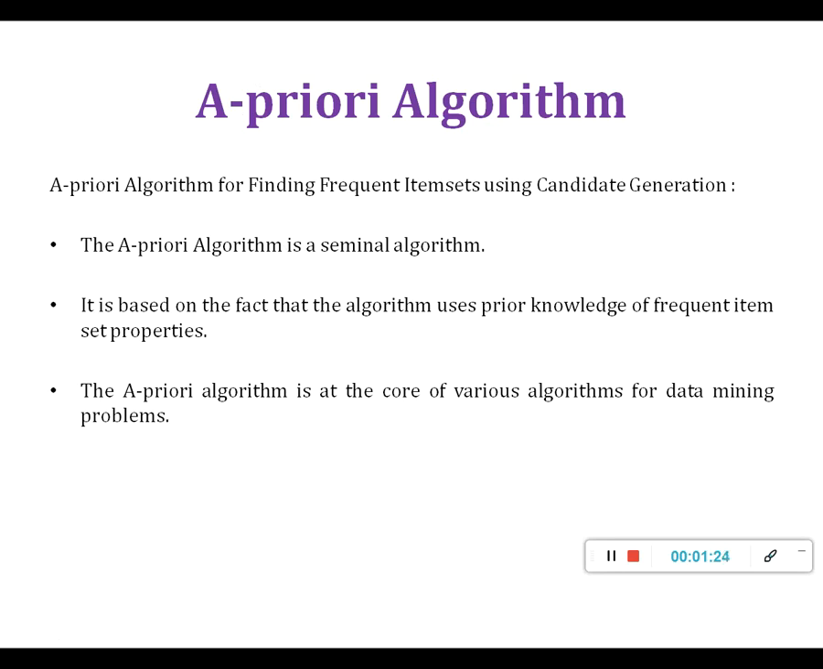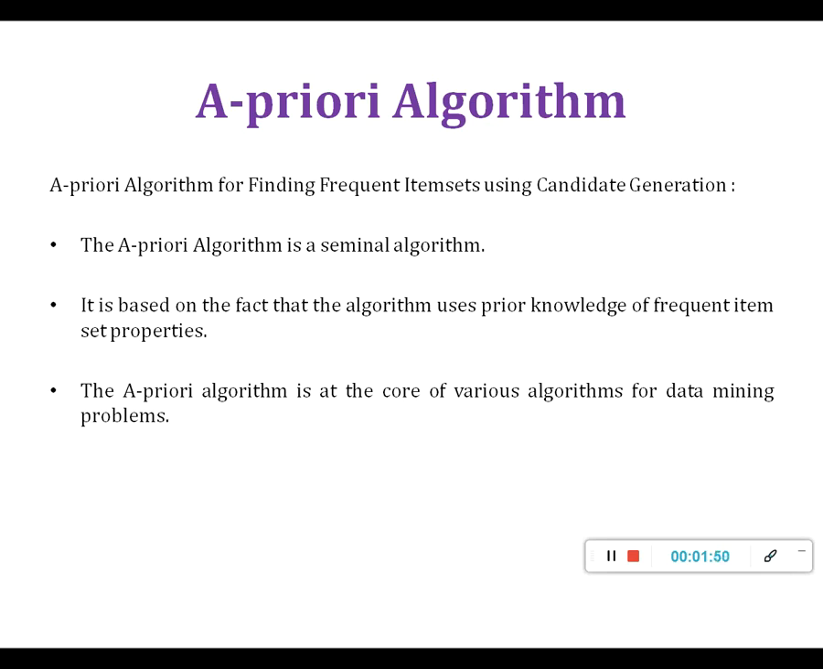We are going to find the frequent item set here by using some candidate generation. This candidate generation term we are going to use in our Apriori algorithm, along with some functions. We are going to see the algorithm and also solve an example related to it. The Apriori algorithm is also called a seminal algorithm.